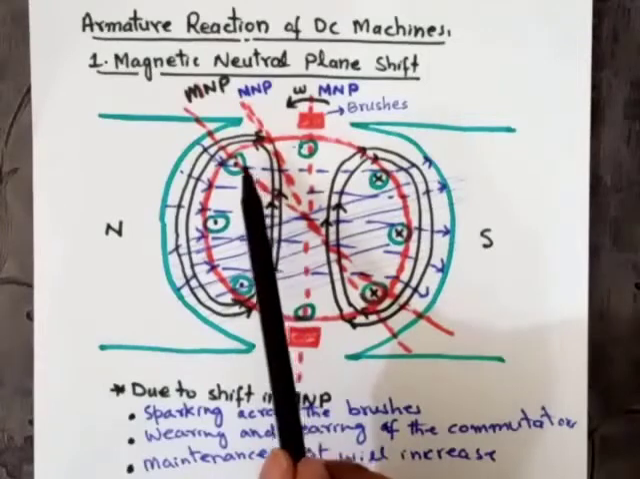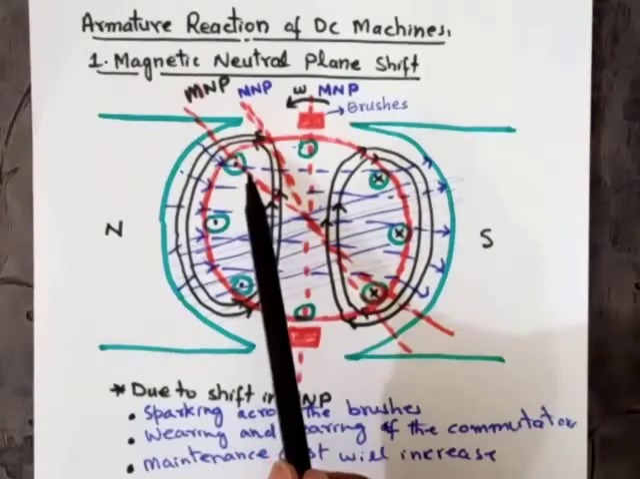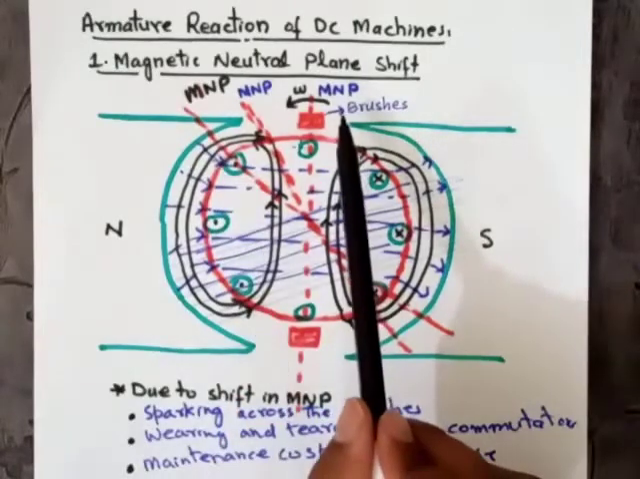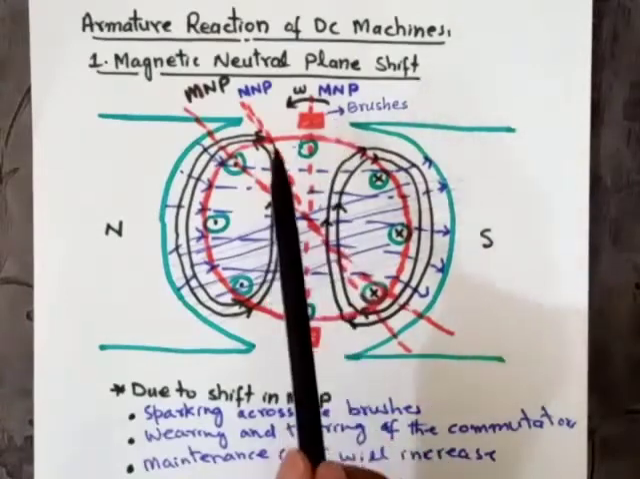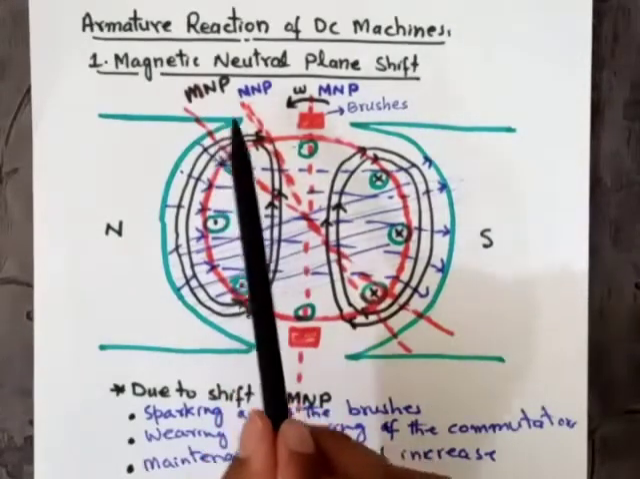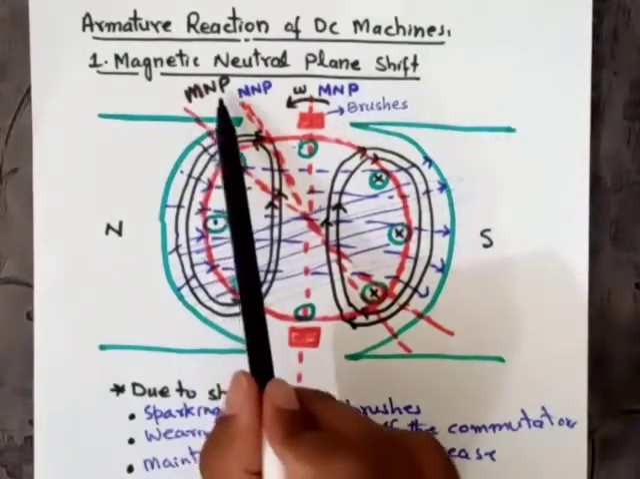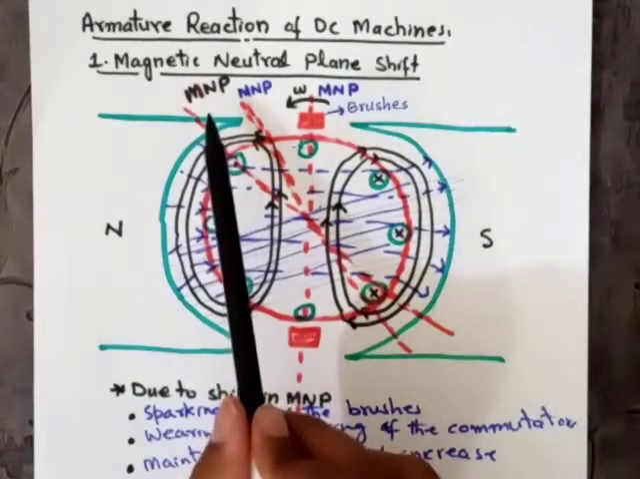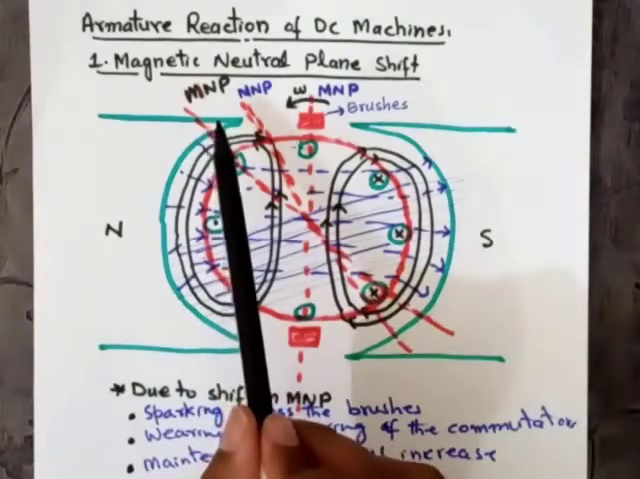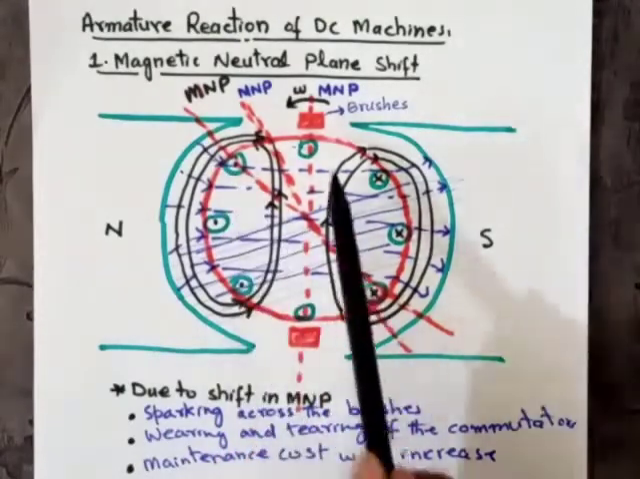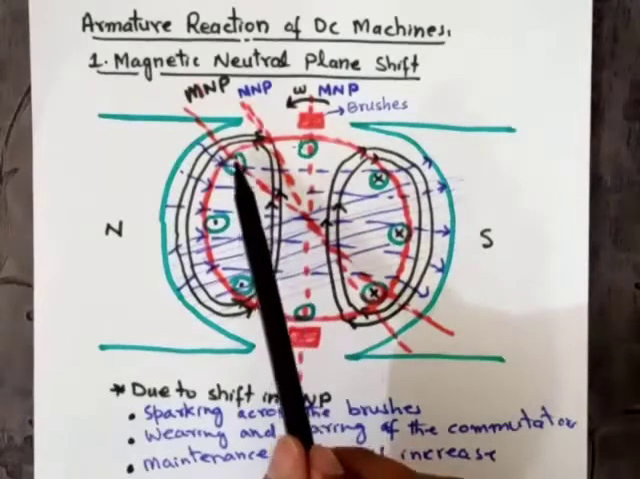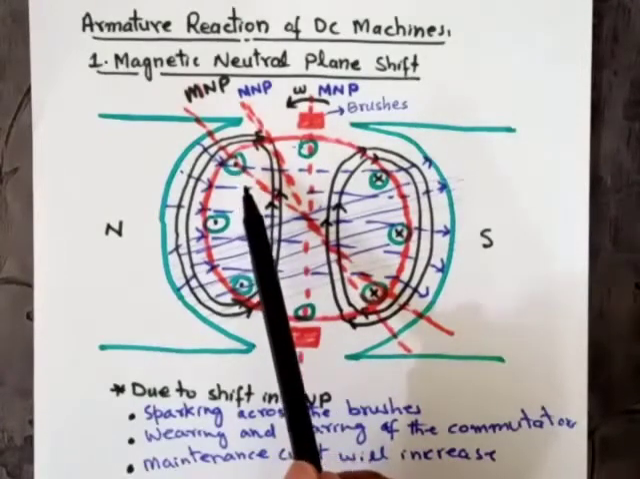As you can see in this figure, this is going to be a new magnetic neutral plane. This was the magnetic neutral plane at no load. When we connect the load, the magnetic neutral plane is shifted. This is the new magnetic neutral plane. What will happen to the conductors which are here, as you can see in this figure? What will happen to these conductors?